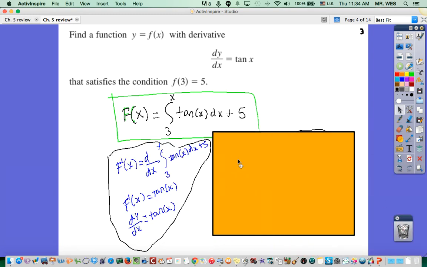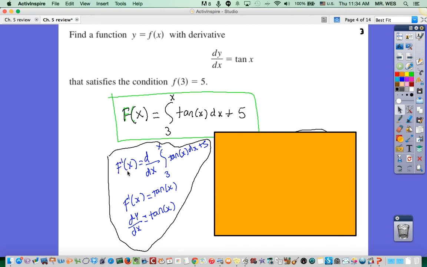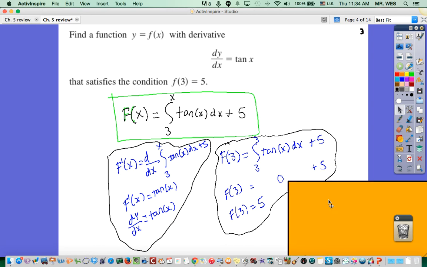Because I know that the derivative of f of x here would be the derivative of this integral, which actually would be tan of x, therefore dy dx is tan of x. It's like saying f of x is the integral of tan. Therefore, the derivative of f of x is going to be tan. Now, why did I pick a 5 out here? Well, let's take a look here.